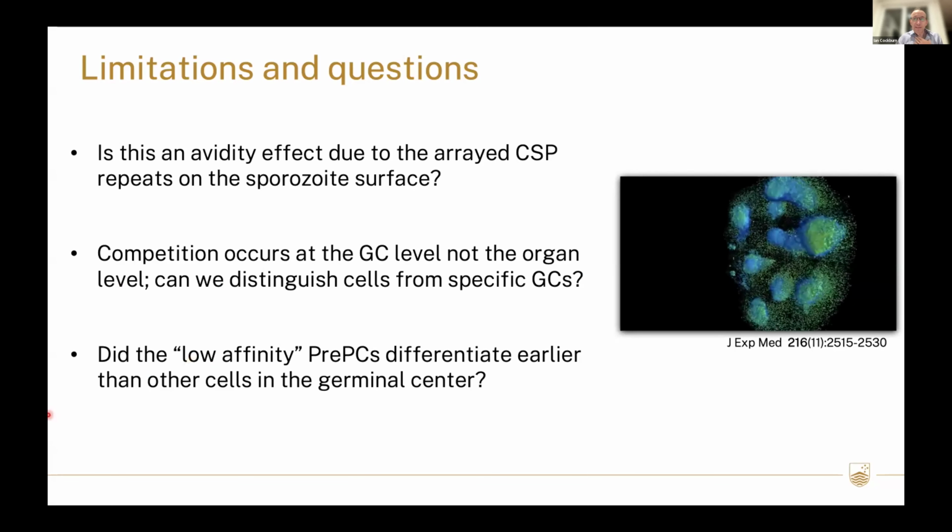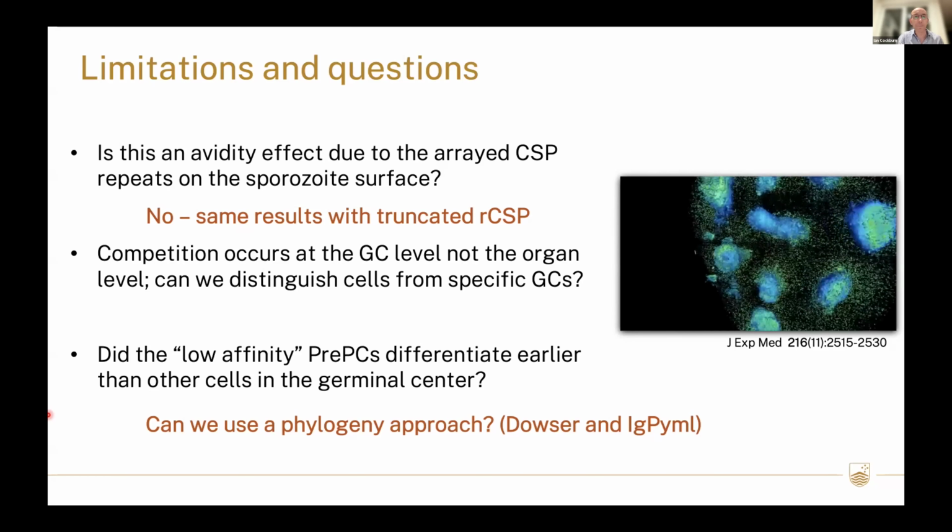And we asked, could we use a tree-based approach to try and identify cells that, if they weren't in the same germinal center, were at least in the same lineage? And finally, could it be that those pre-plasma cells had differentiated the previous day and were in fact high affinity cells, but we're looking at yesterday's germinal center rather than today's germinal center? So we're comparing apples and oranges, things that are mismapped temporally.